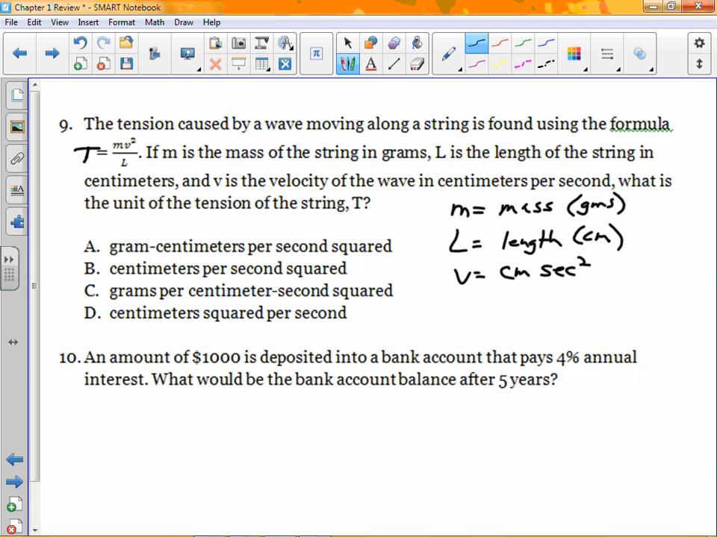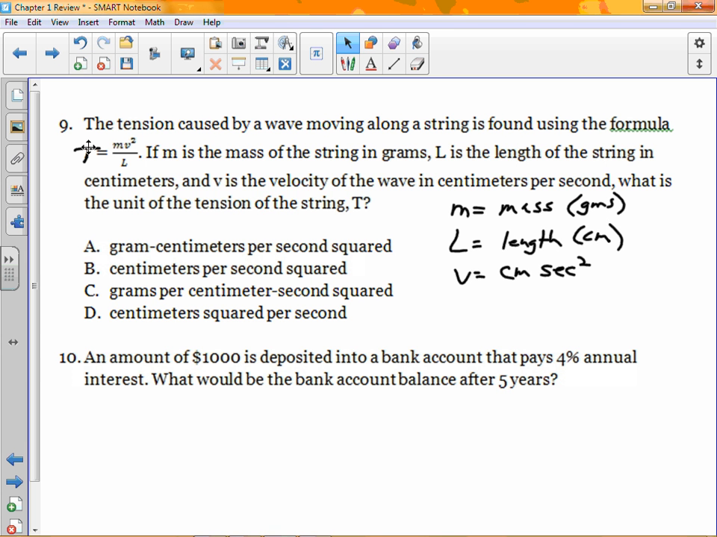What it wants to know is what is the unit of the tension of the string T. That's why I'm saying I think this is supposed to be T and not I. Regardless, we have M, V, L. Again, this is one of the things I've been trying to get you guys to see all along. If you have 4 variables, all I have to do is give you any three, and you're good to go.